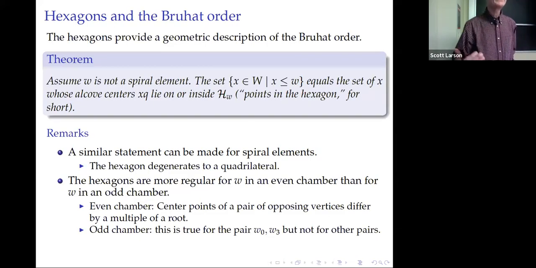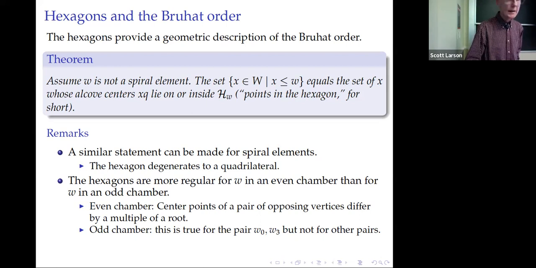And then the theorem is that the hexagons provide a geometric description of the Bruhat order. The theorem is that if W is not a spiral element, then the set of X that are less than or equal to W is equal to the set of X whose alcove centers lie on or inside this hexagon, which is called X and HW. So they're the points in the hexagon.